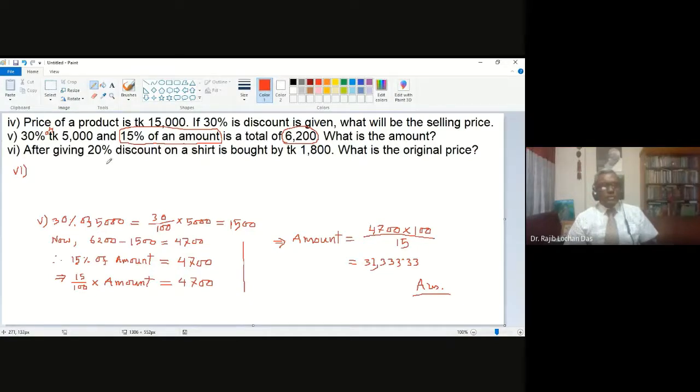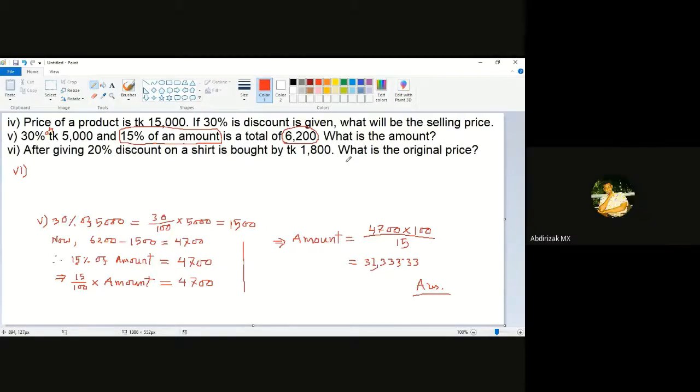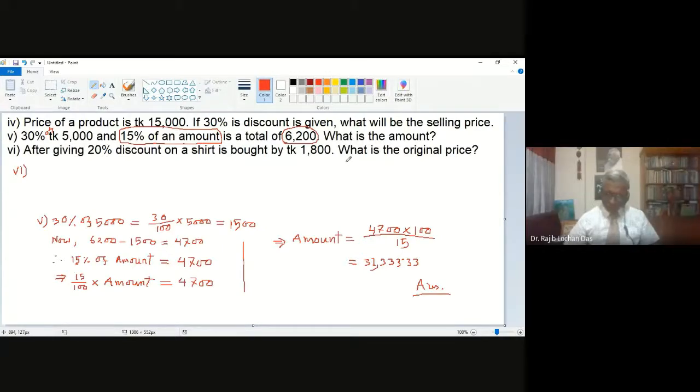So 20% discount is given on a shirt, and after giving the discount, it is bought for taka 1,800. So originally, definitely the shirt was a higher price, but you are giving 1,800 because you have got a discount. So discount will be given on the original price. Discount is not given on 1,800. Discount is given on the original price. So we do not know what the original price was.